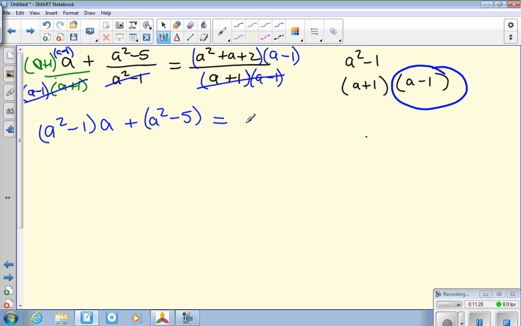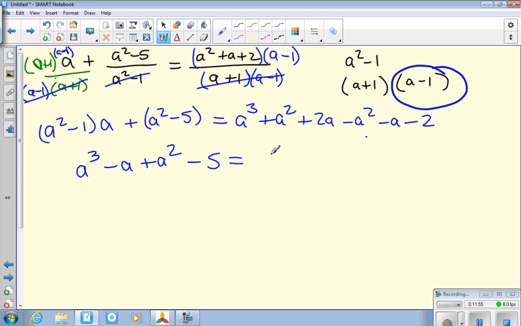We're going to get a cubed plus a squared plus 2a minus a squared minus a minus 2. And simplifying this, we have to multiply this out, which is a cubed minus a plus a squared minus 5 equals, combine like terms on the right-hand side, a cubed, a squared and minus a squared cancel, and then we get 2a minus a, that's plus a, and then we get minus 2.